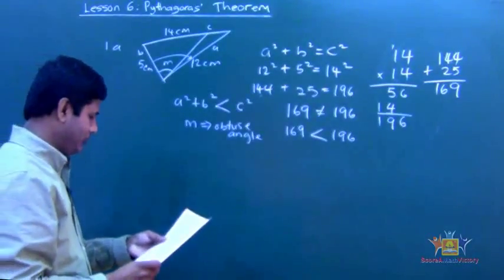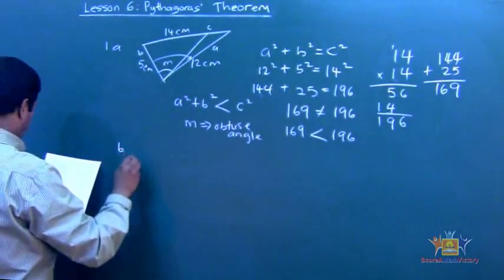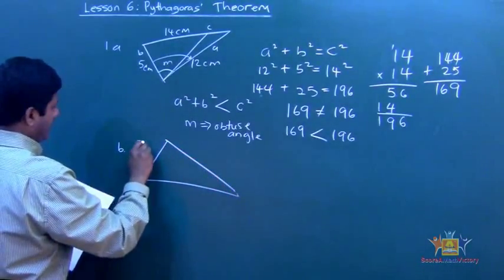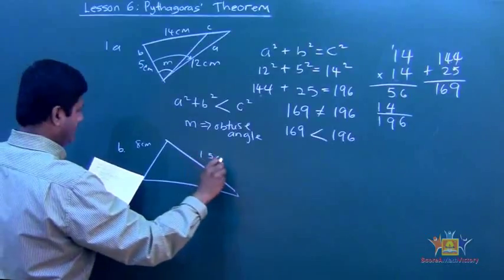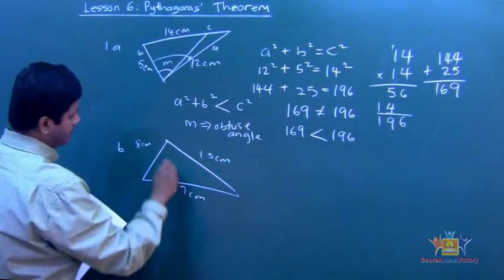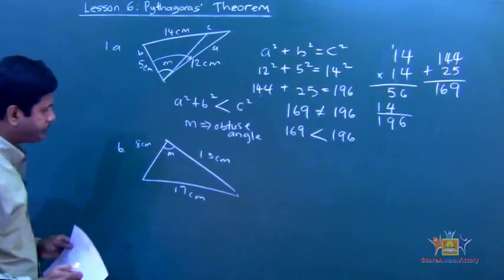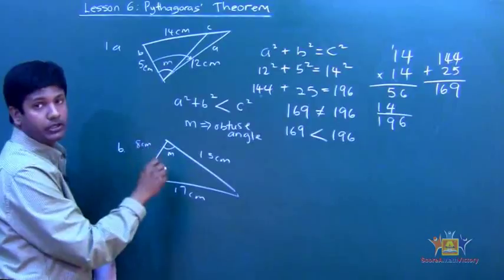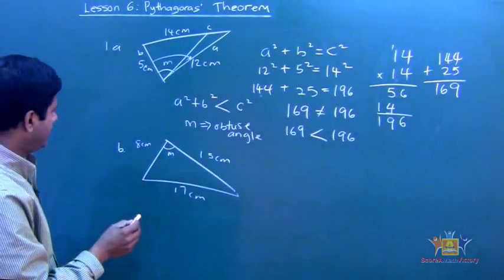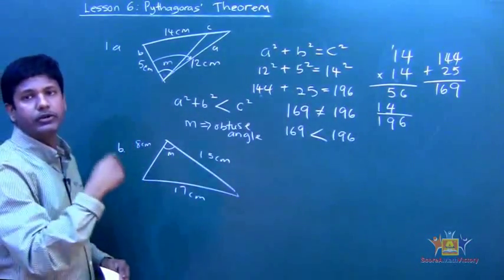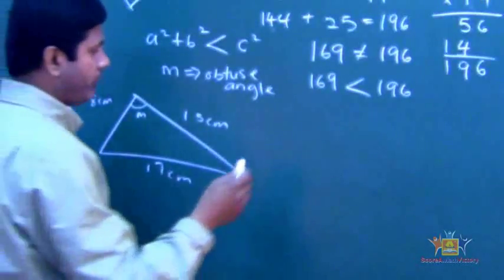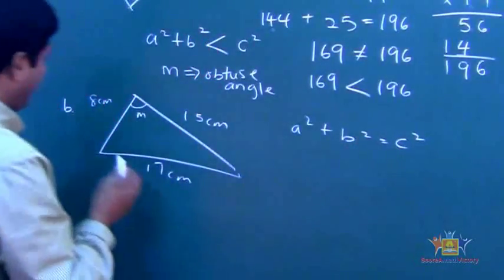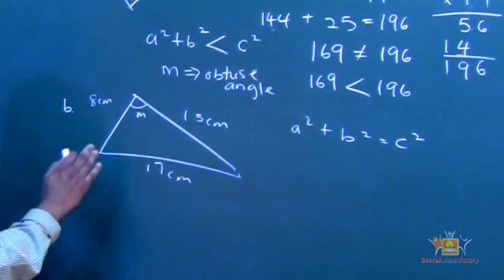Good job. Okay, now let's do B. Now B, you're given another triangle. Okay, and then you're given measurements 8 centimeters, 15 centimeters, and then 17 centimeters. And this is the M right here. Okay, and we want to find out if this angle M is a right angle, acute angle, or obtuse angle. Alright, so let's pretend it's a right angle. So we're going to use the Pythagoras theorem, which is a squared plus b squared equals c squared.